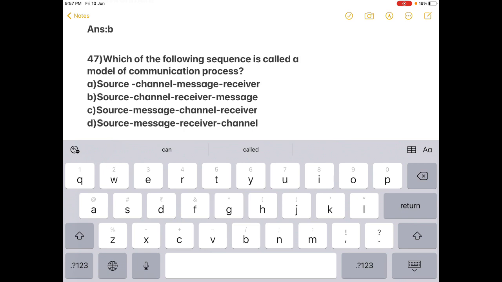Which of the following sequences is called a model of the communication process? This is a communication question, a CET question. Option A, source, channel, message, receiver. Option B, source, channel, receiver, message. Option C, source, message, channel, receiver. Option D, source, message, receiver, and channel. The correct answer here is, first we have to get a source of information, then a message is created and sent through a channel, and finally the receiver receives the message. Option C is the correct answer.